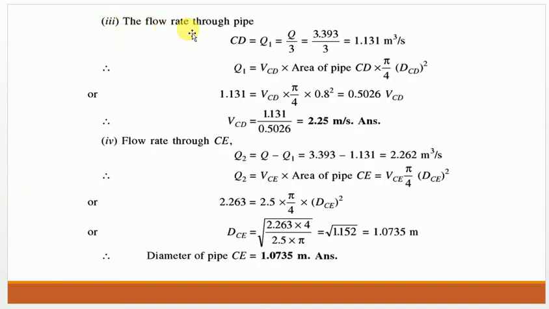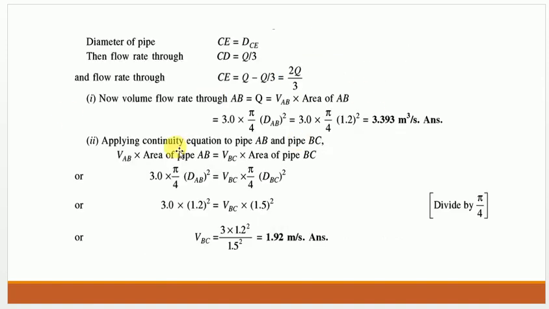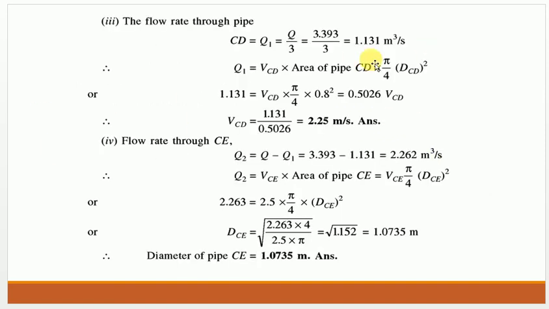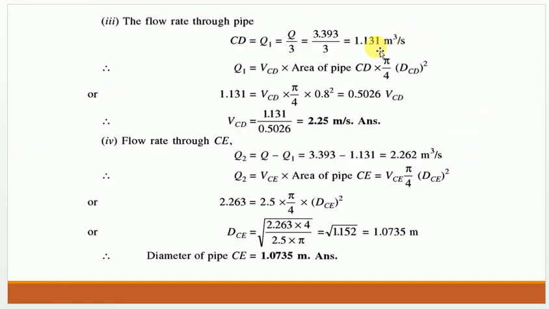So next we're going to find the flow rate through pipe CD. As we know, it takes 1/3 of fluid from the total discharge in AB. So whatever fluid flows in CD will be equal to 1/3 of the fluid that flows in AB. Through AB we have found the discharge is 3.39 meter cube per second. So dividing by 3, we will get 1.131 meter cube per second. This is the amount of fluid that flows in pipe CD.